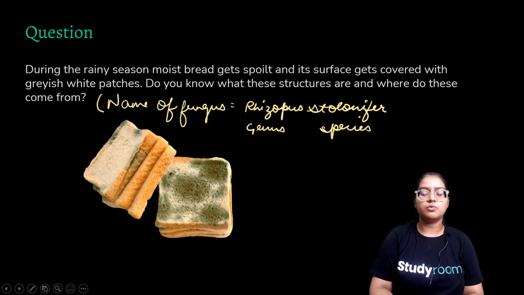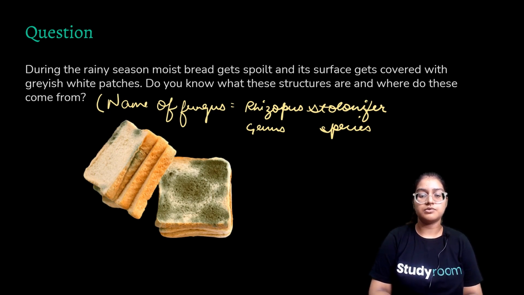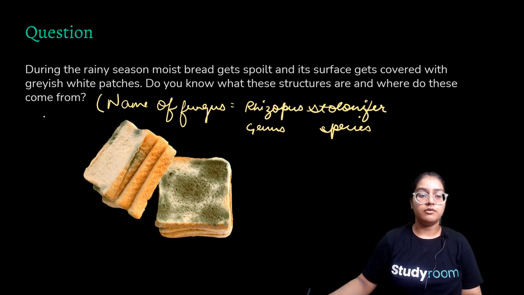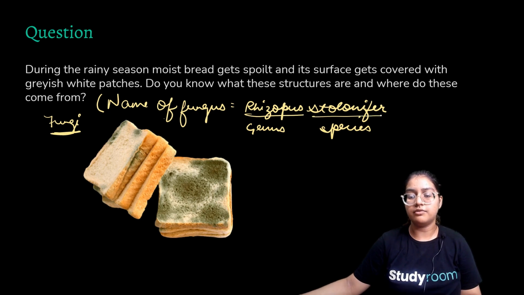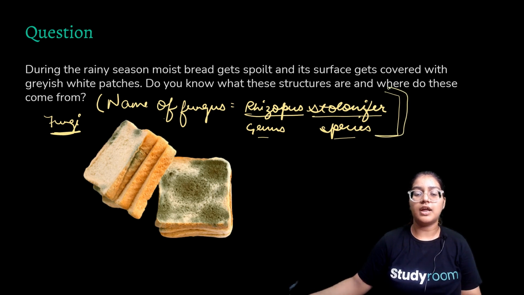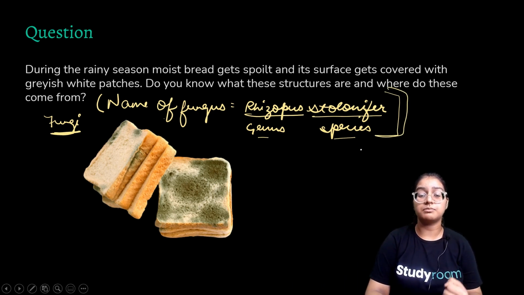During the rainy season, most bread gets spoiled and its surface gets covered with grayish white or green patches. I am sure that you have also noticed this. Do you know what these structures are and where they come from? These are fungi, and these are microorganisms. The fungus which grows on our bread is Rhizopus stolonifer. Rhizopus is a genus and stolonifer is a species. I hope you learned something new today.